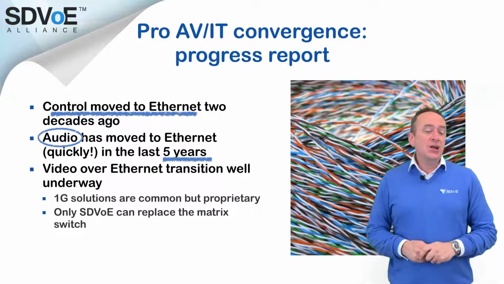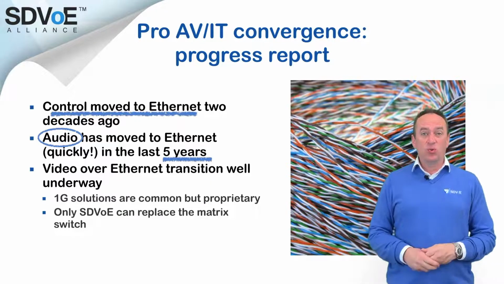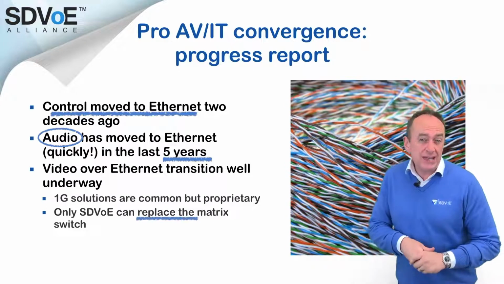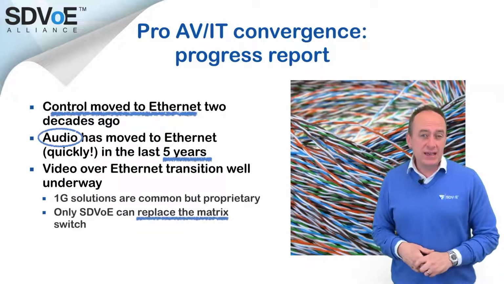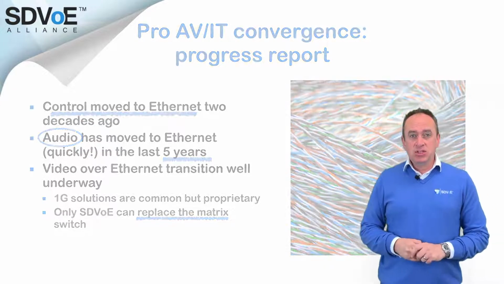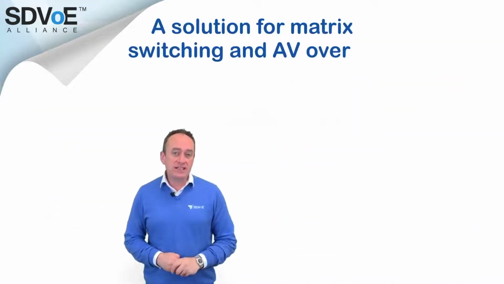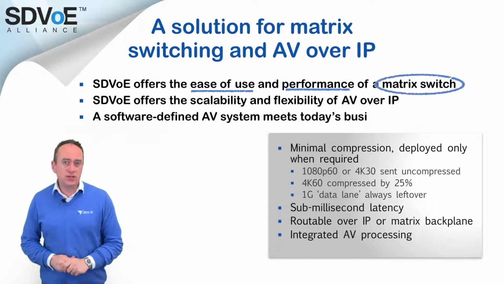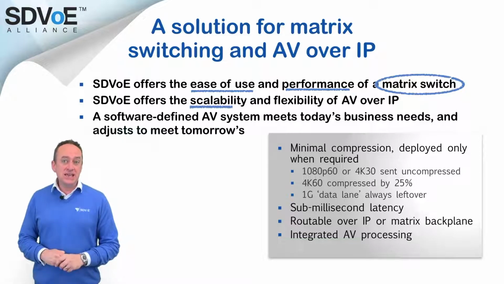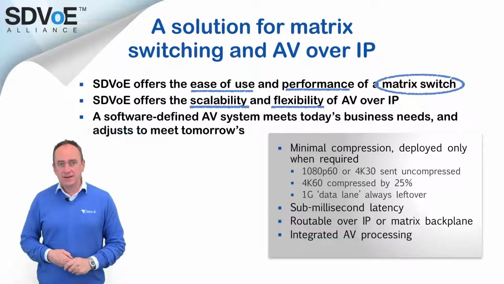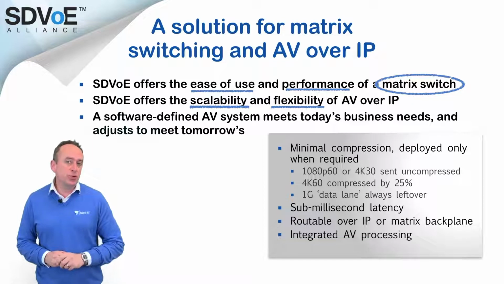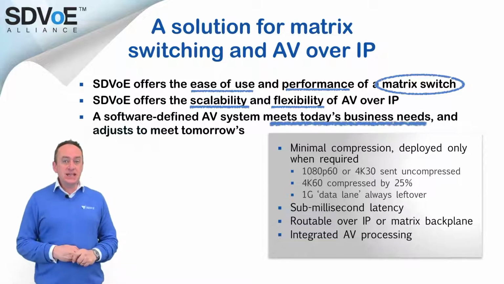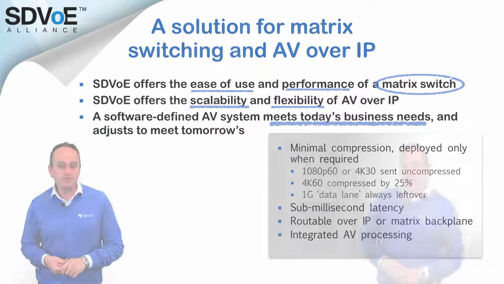But with 10 gig quickly replacing 1 gig as the norm, we're now able to really replace the matrix switch with Ethernet technology. The software-defined Video over Ethernet Alliance offers the ease of use and performance of the matrix switch, while maintaining the scalability and flexibility of Ethernet. And this is hugely important when meeting today's business needs in Pro AV.